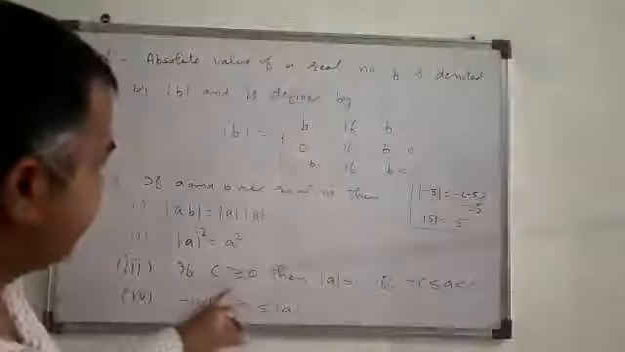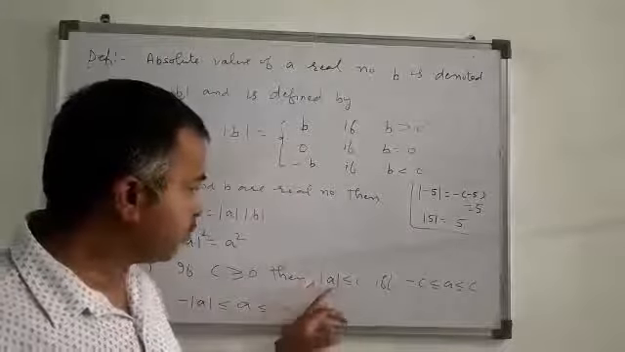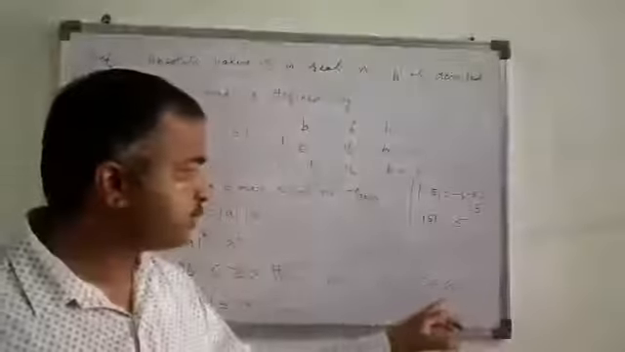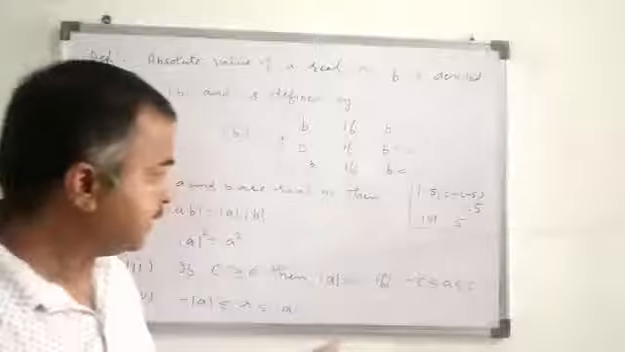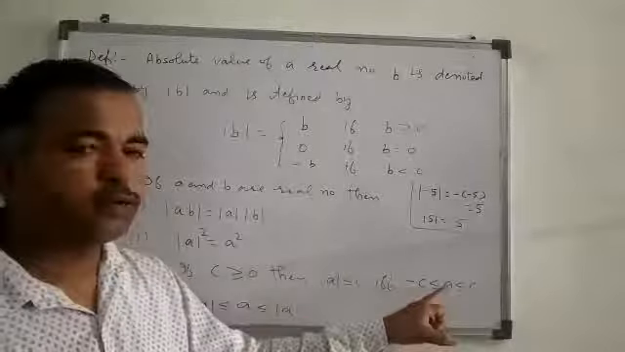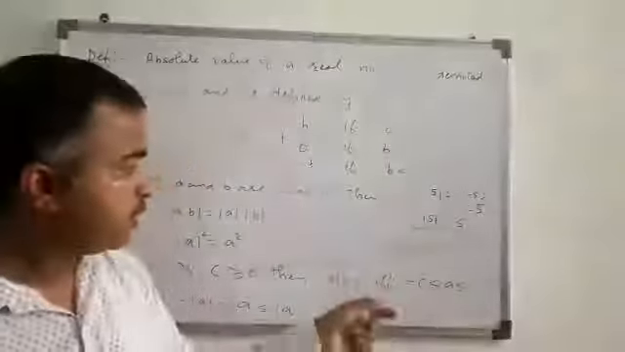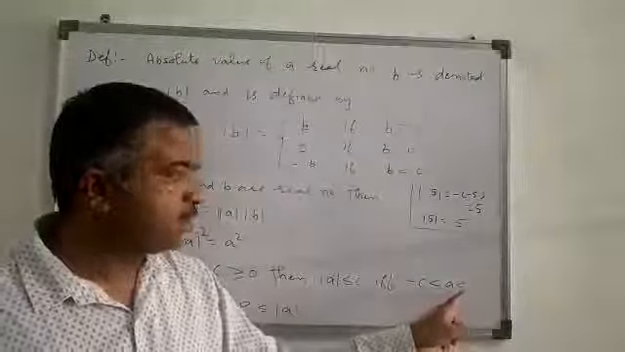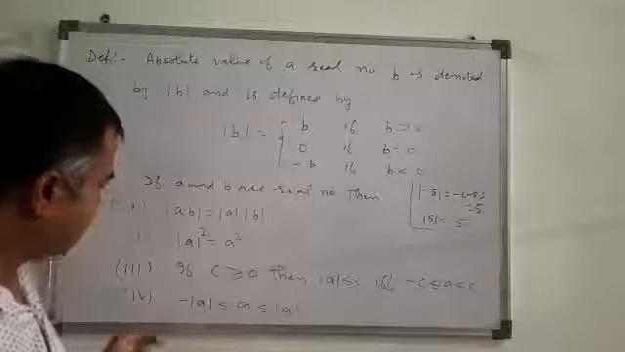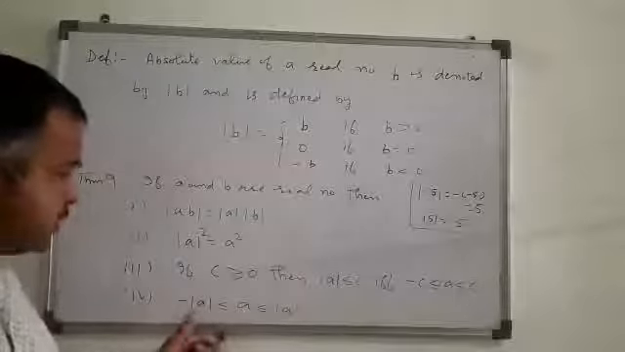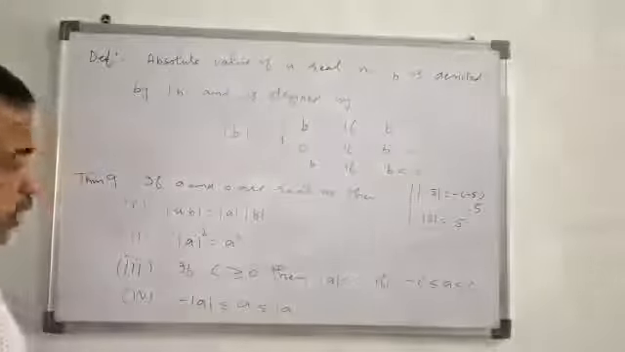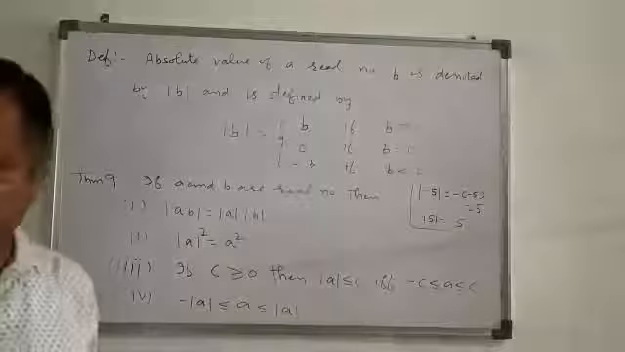If c is greater than or equal to 0, then mod of a is less than or equal to c if and only if minus c is less than or equal to a, less than or equal to c. That is, if mod a is less than or equal to c, then minus c is less than or equal to a, less than or equal to c. Conversely, if minus c is less than or equal to a, less than or equal to c, then mod of a is less than or equal to c. And the last one is minus mod of a is less than or equal to a, less than or equal to mod of a. So let us prove the first part of the theorem.